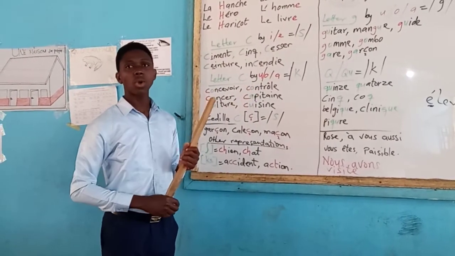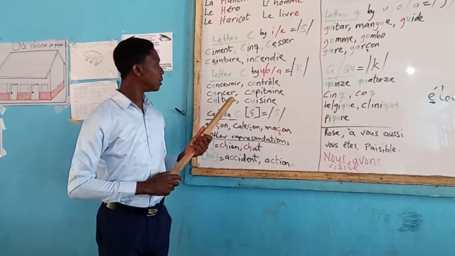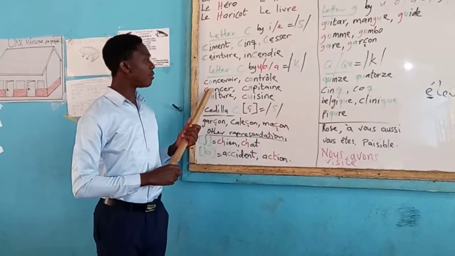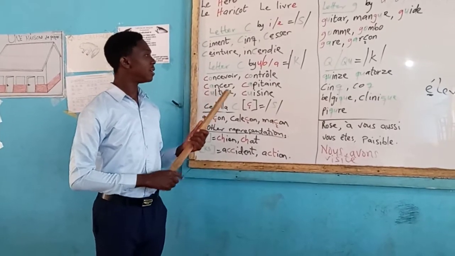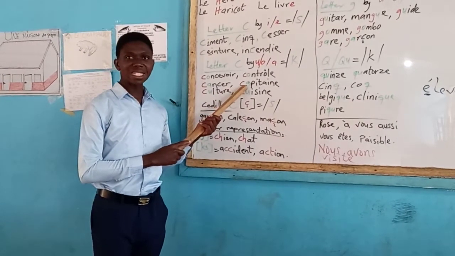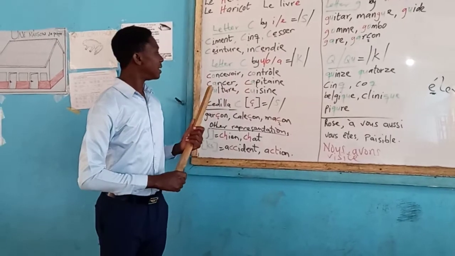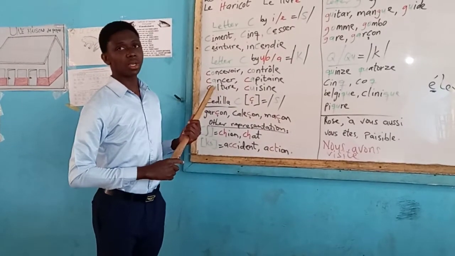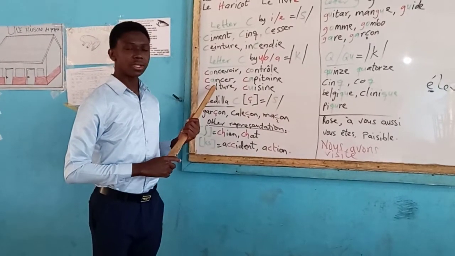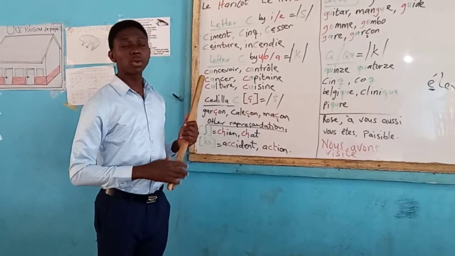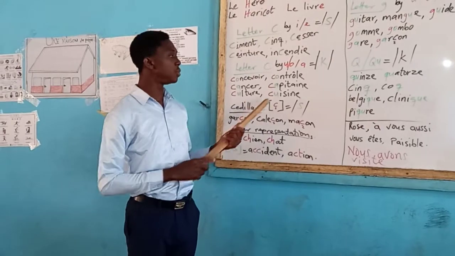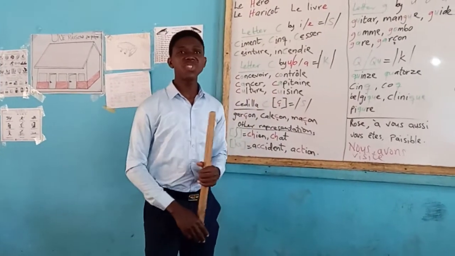Yes, that is it. Control, le contrôle. Then we have cancer, le cancer. We have le capitaine. Now, la culture: the C is coming in contact with U, so it's la culture. Then we also have la cuisine.